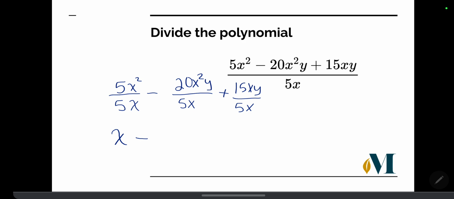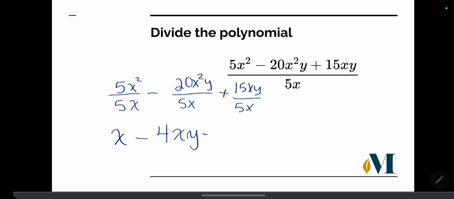Now let's talk about our second term. We have 20x squared y divided by 5x. Let's talk about our coefficients first. 20 divided by 5 will be 4. Again, we have x squared over x, so we know this to be x. And there's not a y in the denominator to help with the y in the numerator. So we're just going to leave the y there and bring it on down.